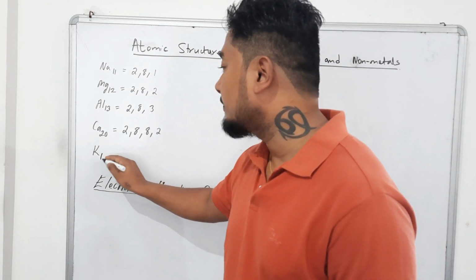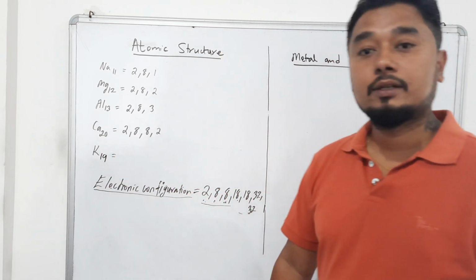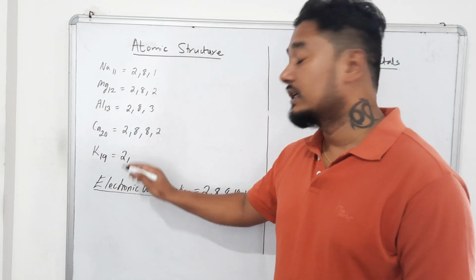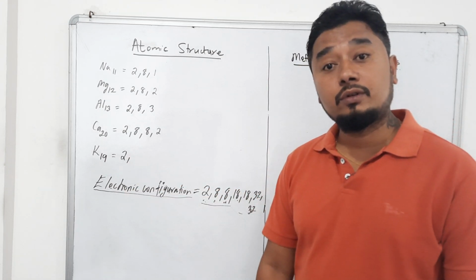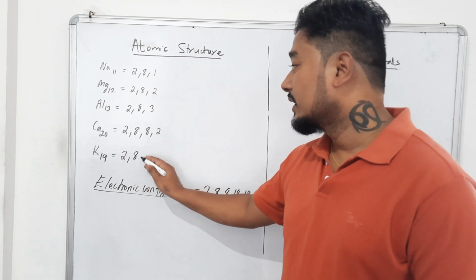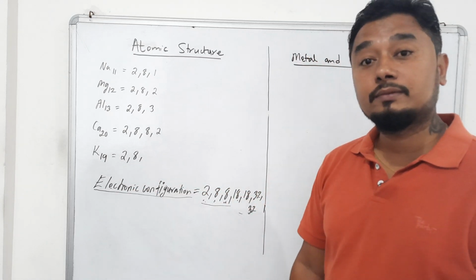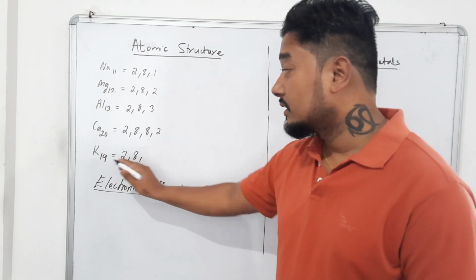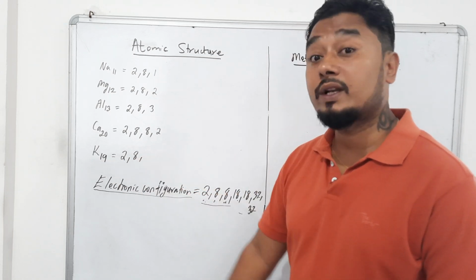Let us go with potassium. Atomic number is 19. So you tell me now, how much to put in the first cell? 2. In second cell, how much again we have to put? 2 or 8? 8. In third cell, how much we have to put? So out of how much here? 19. 10 is gone. From 19, 10 is gone. What is left with you?